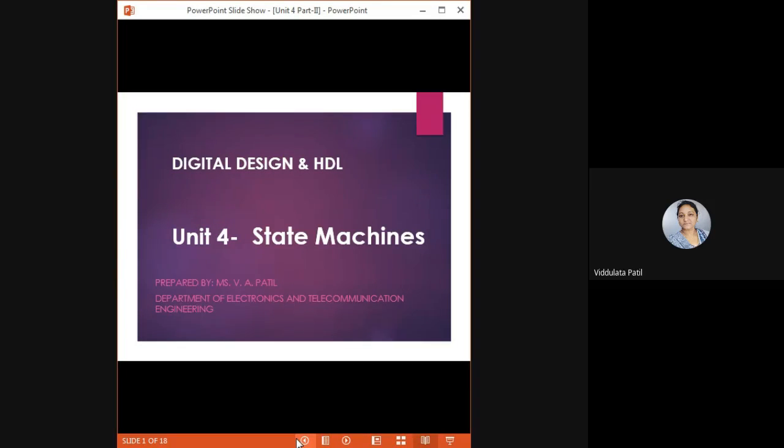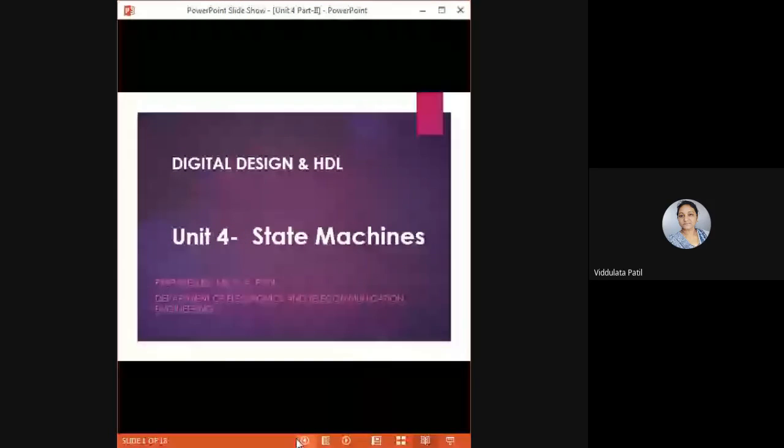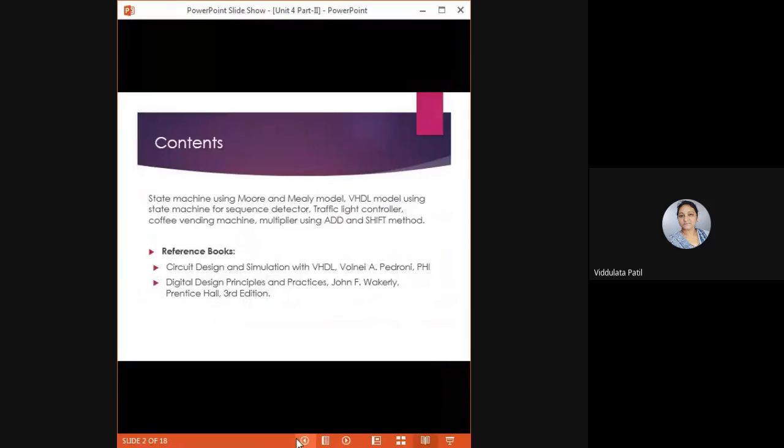Already we have taken a lot of time discussing state machines, but still we will discuss once again about this topic, and then we will have revision about this. So what is meant by a state machine? And what are the different types of state machines?